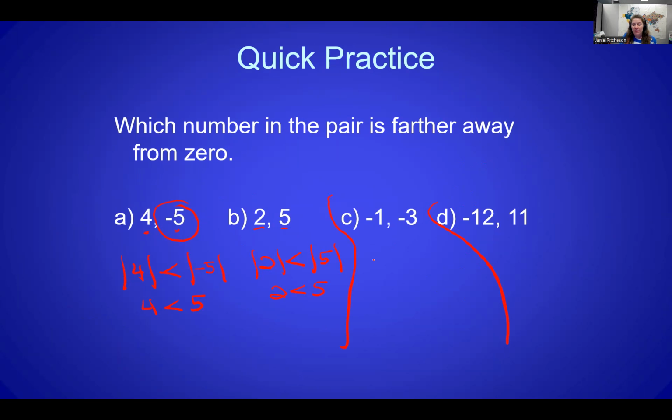-3 is farther away from 0. So I could say the absolute value of 1 is less than the absolute value of 3, because that would just be like comparing +1 to +3. And of these two numbers, which one is farther away from 0? -12, because the absolute value of 12 is greater than the absolute value of 11. That's just like comparing 12 is greater than 11.